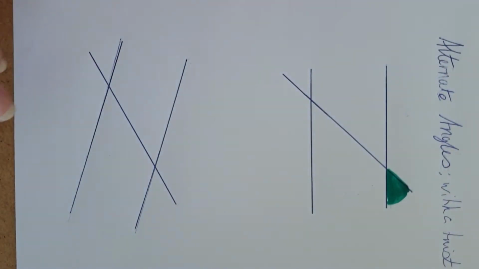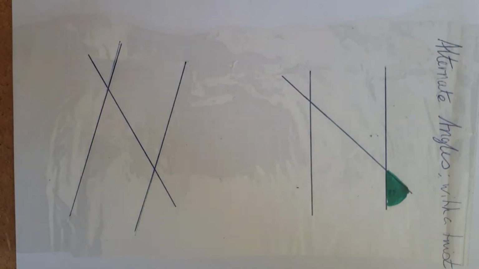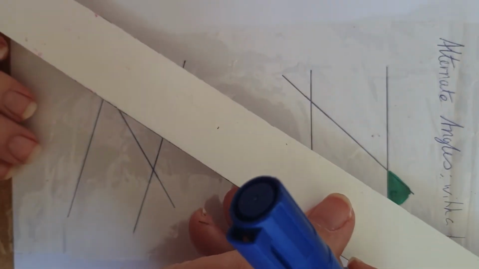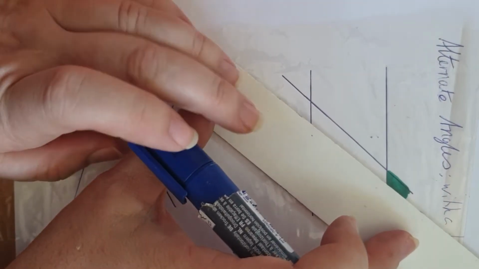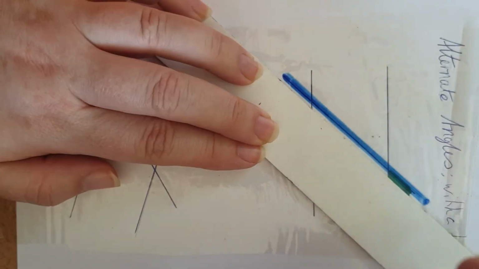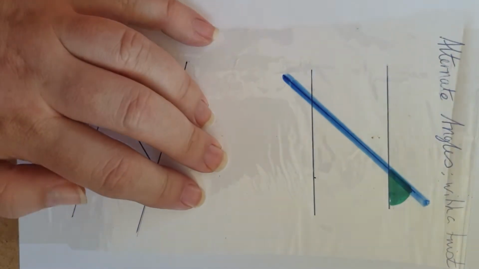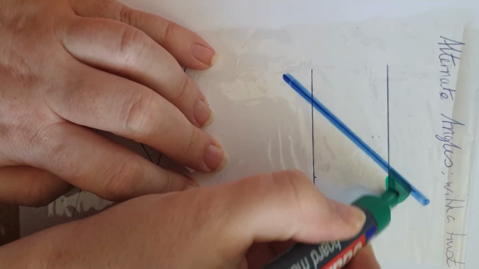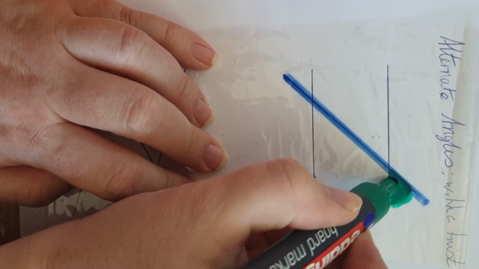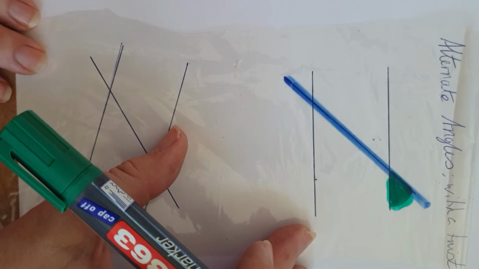So to help me do this, I've just got a piece of plastic here. I'm not going to copy the whole diagram over, I'm just going to copy part of it. I'm going to copy the line which cuts through and the angle. Okay, now as I say, I'm not measuring it. I don't know what it is numerically. All I know is that that is the angle there.